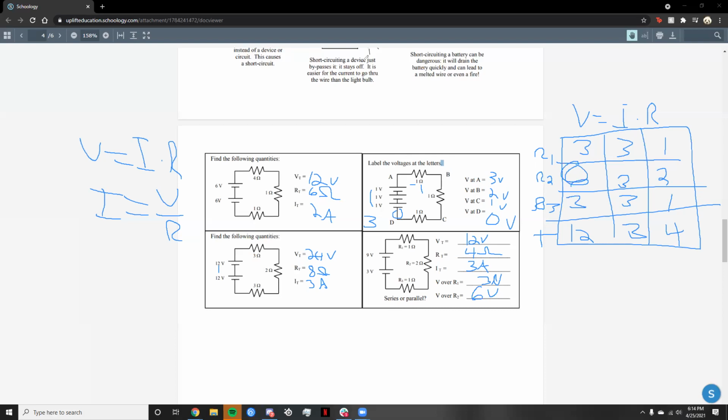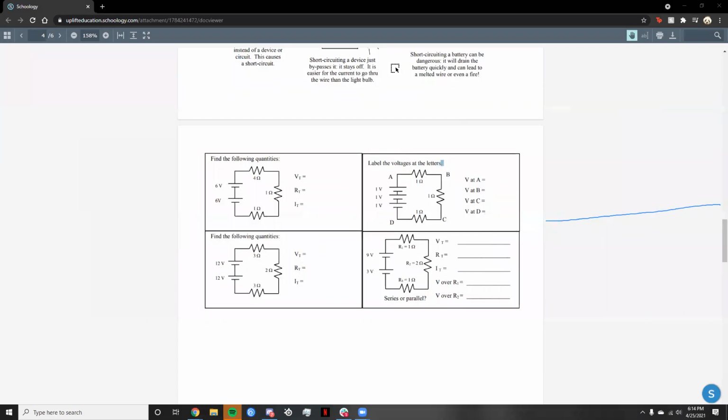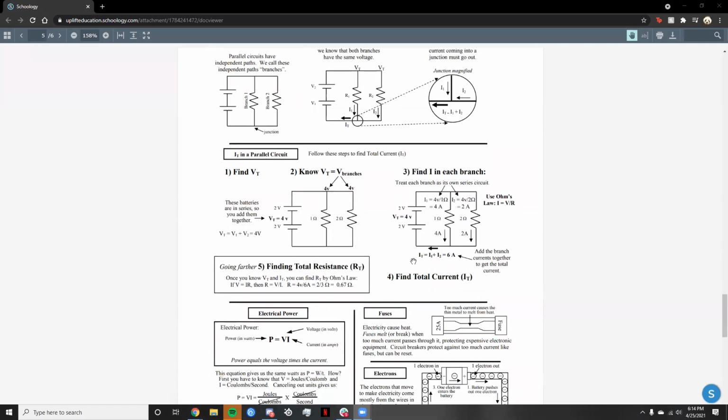And that's it, those are all the answers for that side. Now we're going to the last part. All right, next. More annotation.